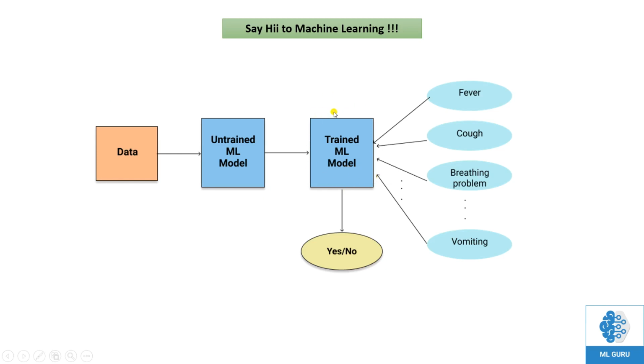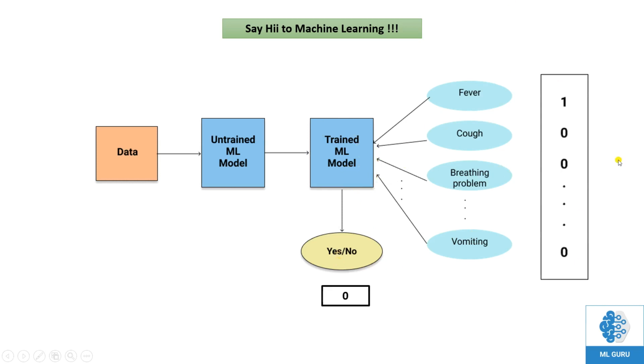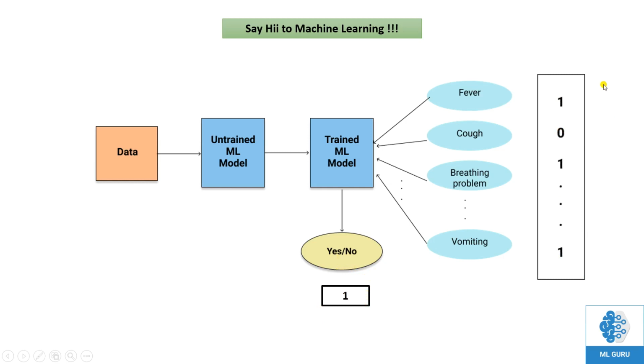As our model is trained, we can give inputs to this model and it will give yes or no as output. For example, I give this array as input. This array tells us that the patient has fever, does not have cough, does not have breathing problem, does not have vomiting, and the output given by our trained model is 0, or the prediction is 0. This means the patient is not infected by coronavirus. Now some other patient arrives who suffers from fever, does not suffer from cough, has breathing problem, and so on, and also has vomiting problem. Now our trained model outputs 1, which means our model has predicted that this patient is infected by coronavirus.